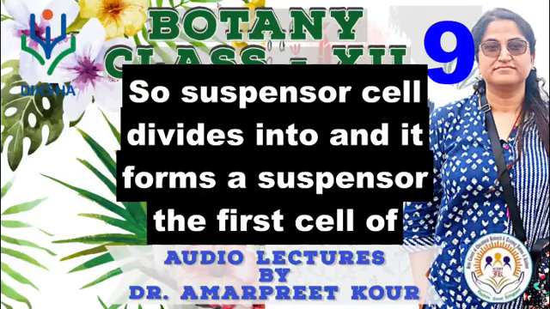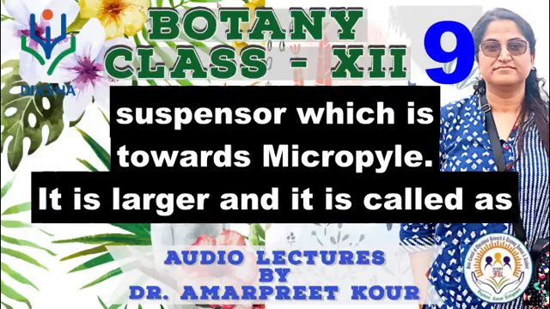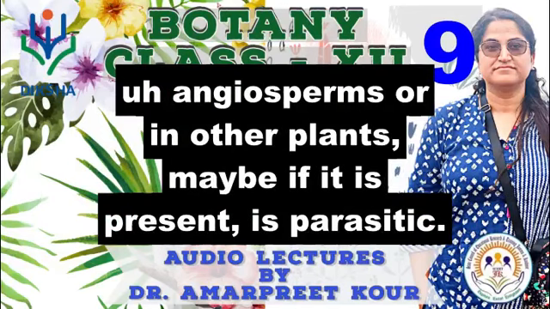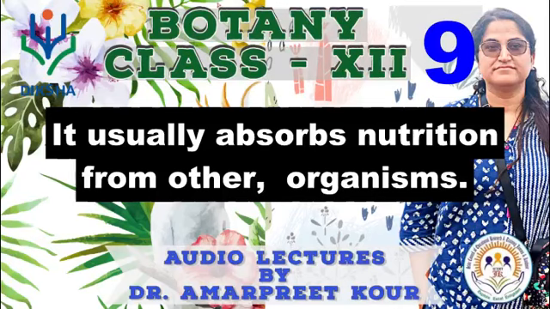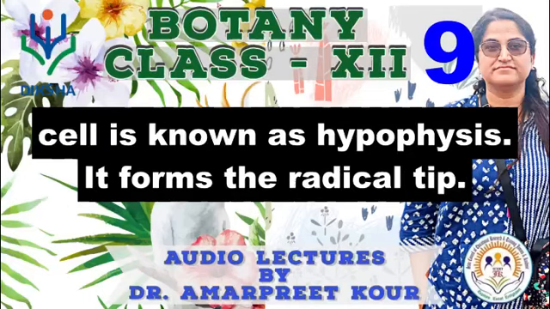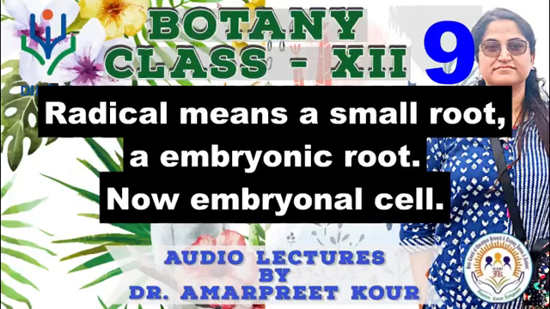The first cell of suspensor, which is towards micropyle, is larger and is called haustorium. The function of haustorium in angiosperms or in other plants, maybe if it is present, is parasitic. It usually absorbs nutrition from other organisms. The last cell of suspensor, that is towards embryo cell, is known as hypophysis. It forms radicle tip. Radicle means a small root, embryonic root.